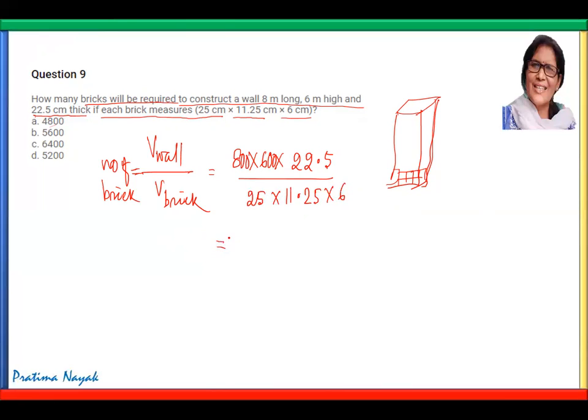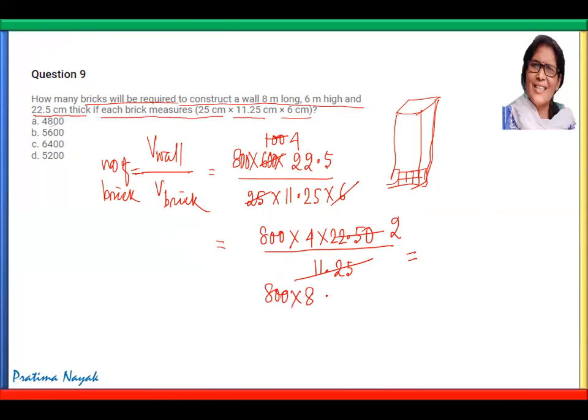So go on with the calculation. 6 I can cancel with 100. 25 goes 4 times. And so I'm getting 800 into 4 into 22.5 by 11.25. If you apply your mind, this is just 2 times of this 11.25. So it will be 800 into 8. 6400 bricks are required.